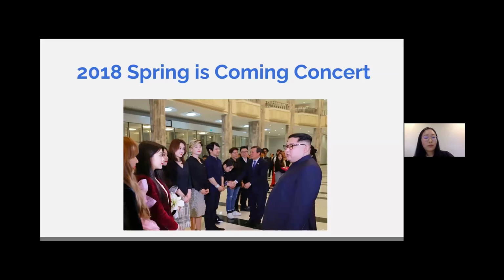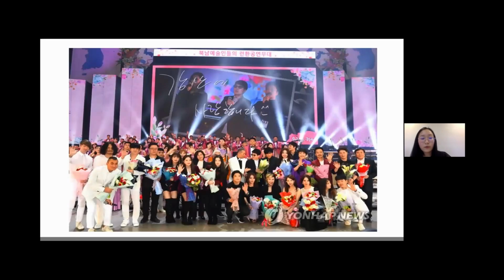The final and possibly most popular event that North Korea and South Korea showed their cooperation was through the 2-hour concert called Spring is Coming. The concert was held by South Korean K-pop singers for North Koreans, including Kim Jong-un and his wife. The concert was held in Pyongyang, North Korea, and this was the first time that a North Korean leader had attended a South Korean performance.